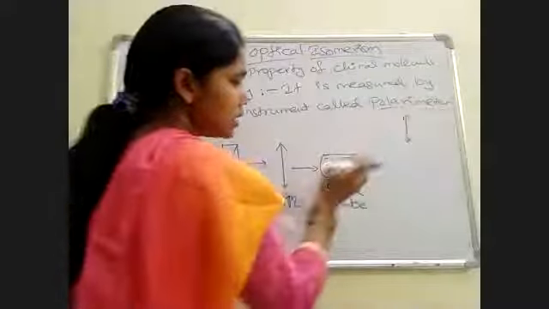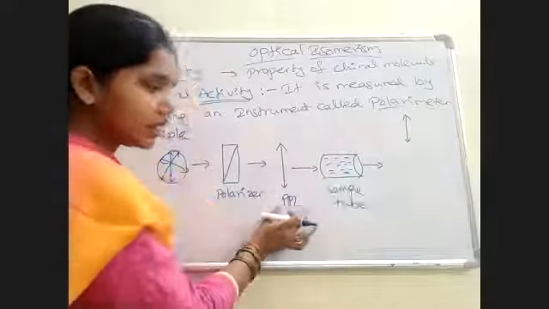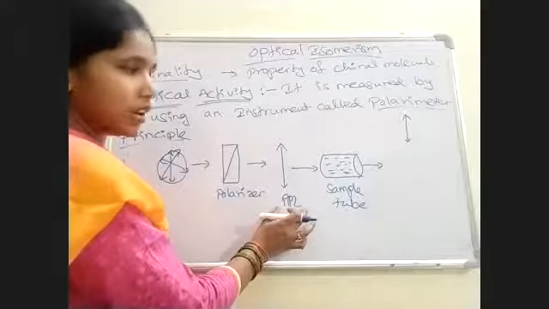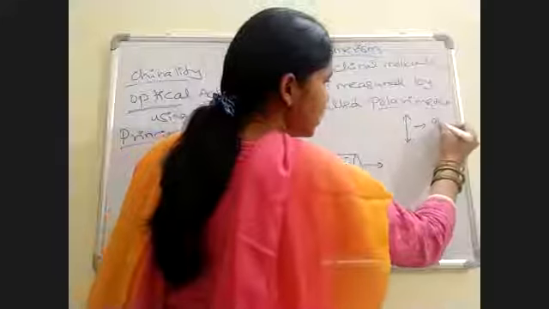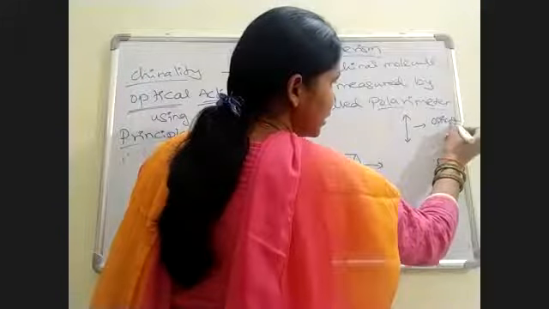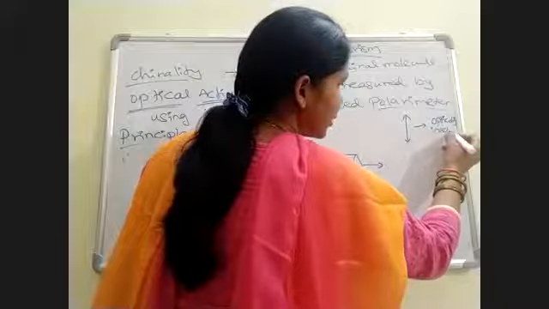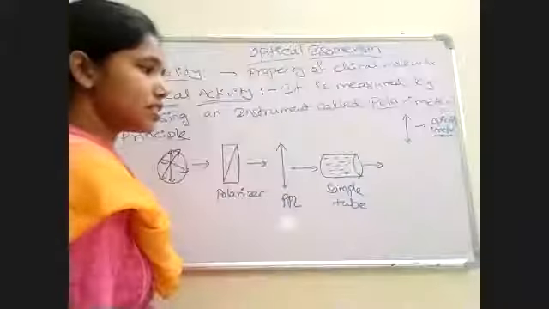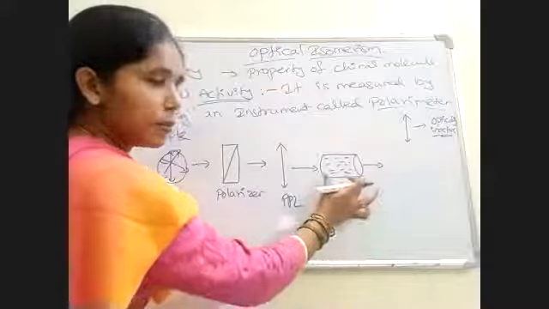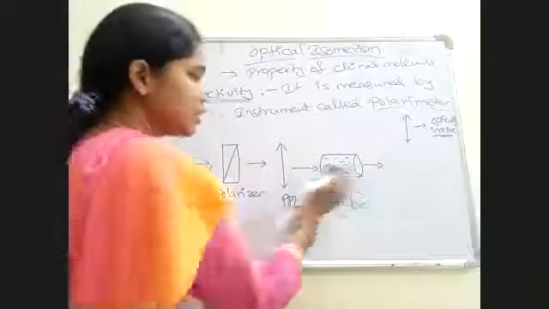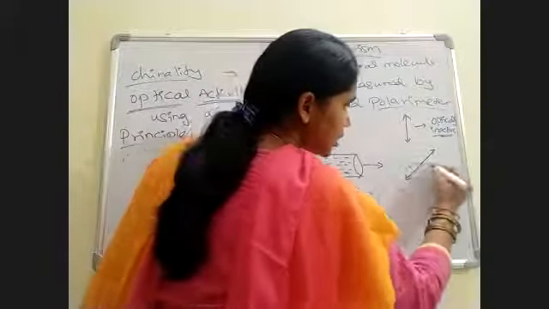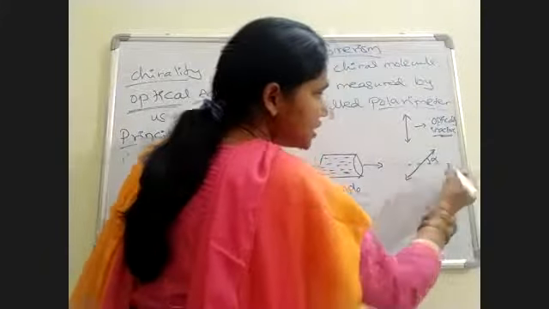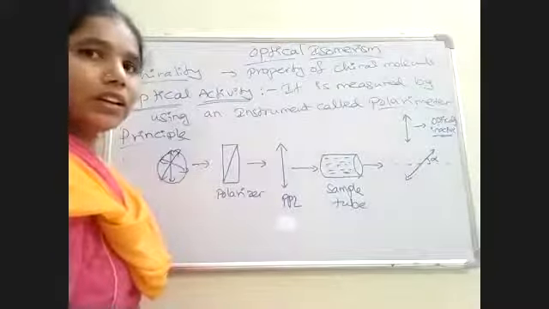So that means this substance is not interacting with the light, that is plane polarized light. Then this substance is called an optically inactive substance. If this substance in the sample tube interacts with the plane polarized light and turns it in a clockwise direction, that is right, then this molecule is said to be optically active.